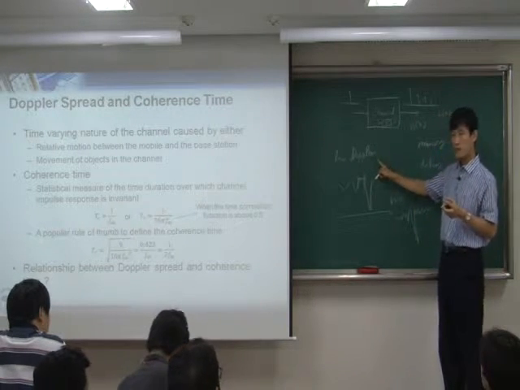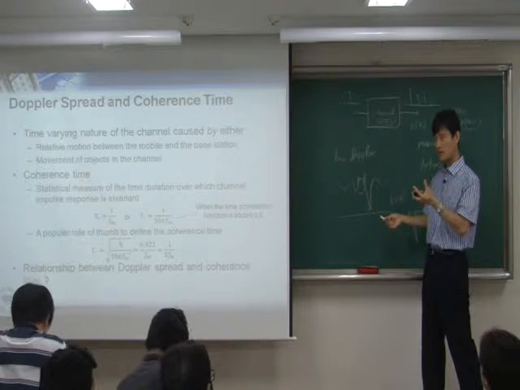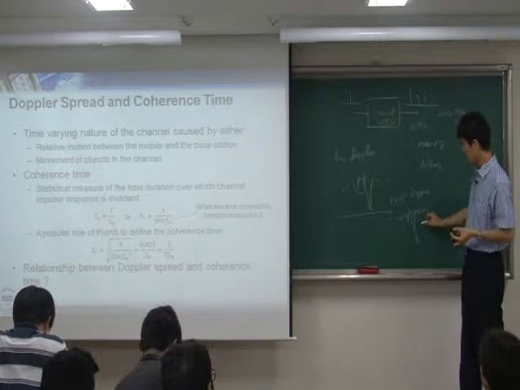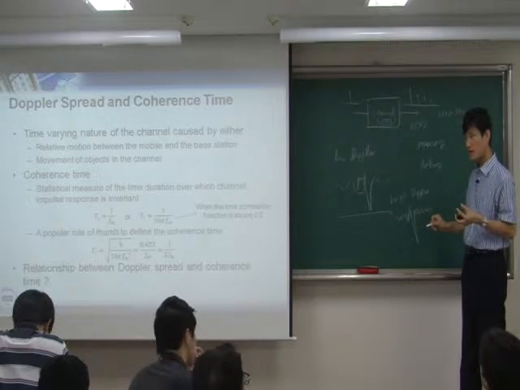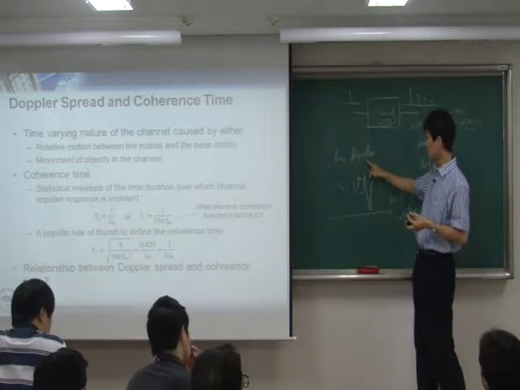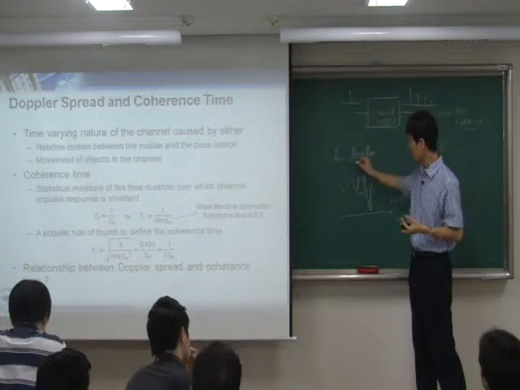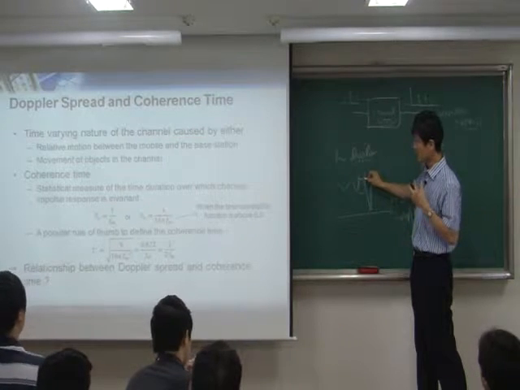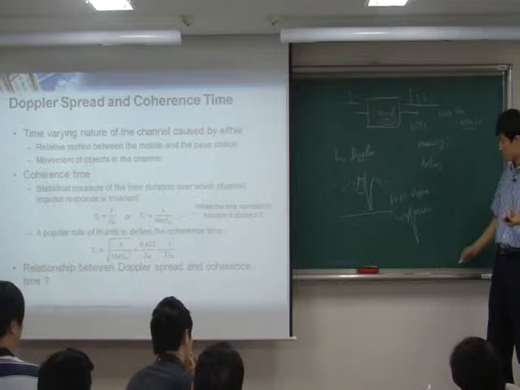If it was a low Doppler case, this coherence time probably is large. But in the high Doppler case, the coherence time is going to be very small, right? So again, the Doppler is inversely proportional to this coherence time. Low Doppler, high coherence time. High Doppler, low coherence time.